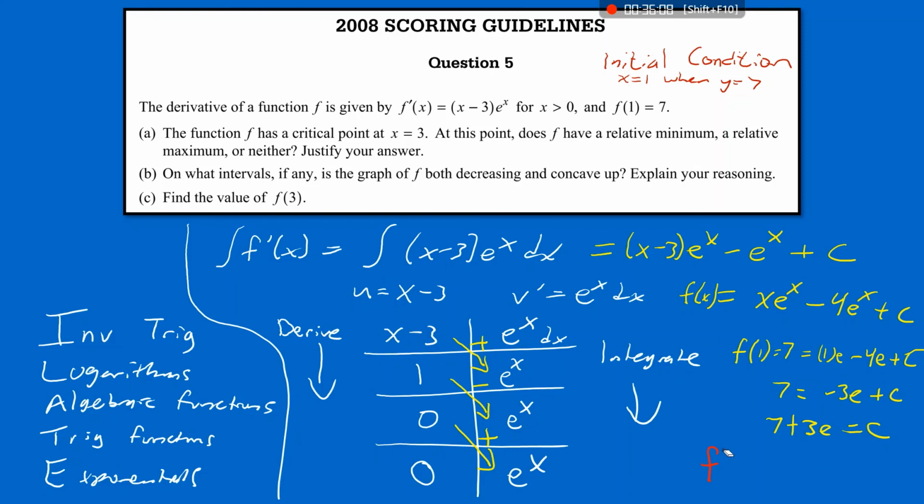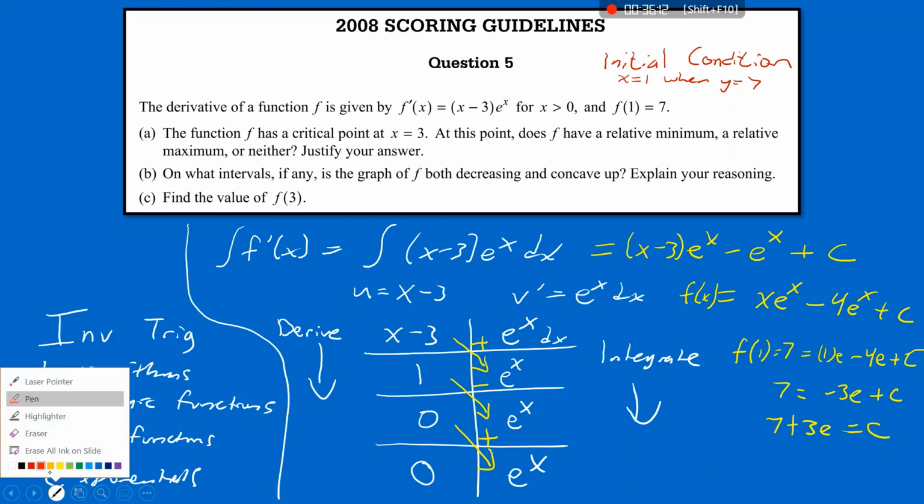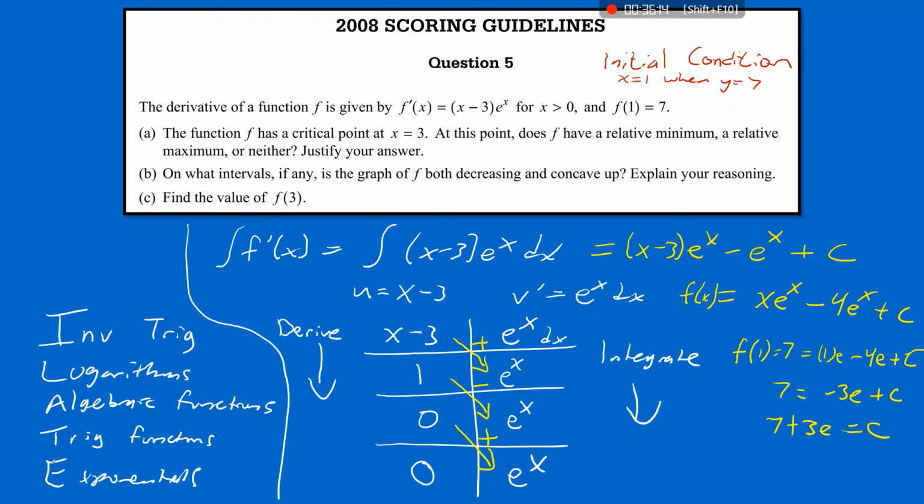So our final answer for f of x, that's kind of hard to see. Where do we get the x e to the x minus 4 e to the x? I distributed. So if I distribute, this will be e to the x times x is x e to the x. e to the x times -3 is -3 e to the x. Minus e to the x is -4 e to the x.